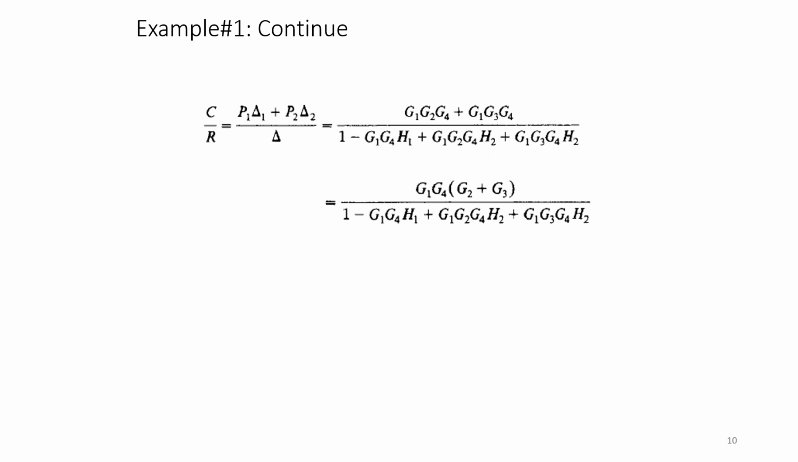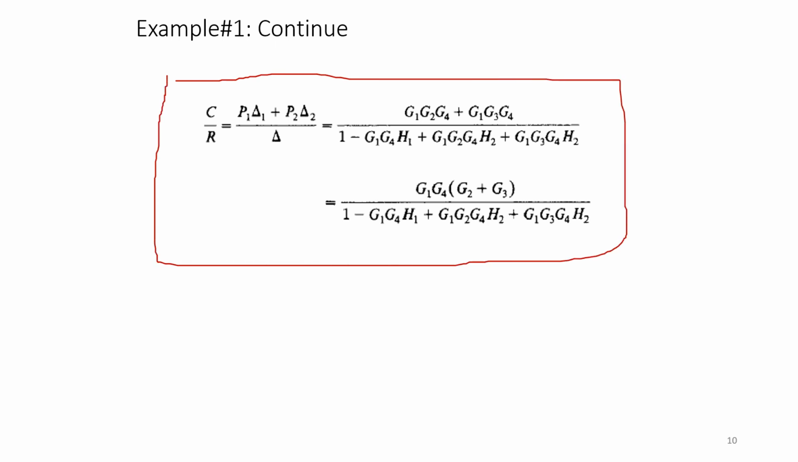After this, the last step is you need to combine all these values using Mason's gain formula. This is the result I've got for the given signal flow graph. C(s) by R(s) is equal to P1 delta 1 plus P2 delta 2 divided by delta. Delta 1 and delta 2 are equal to 1, so I'll get only P1 plus P2 in my numerator. So it is G1 G2 G4 plus G1 G3 G4, divided by 1 minus G1 G4 H1 minus G1 G2 G4 H2 minus G1 G3 G4 H2.